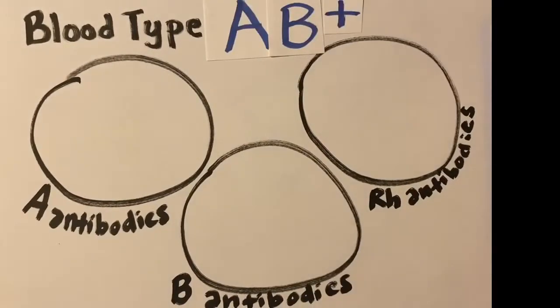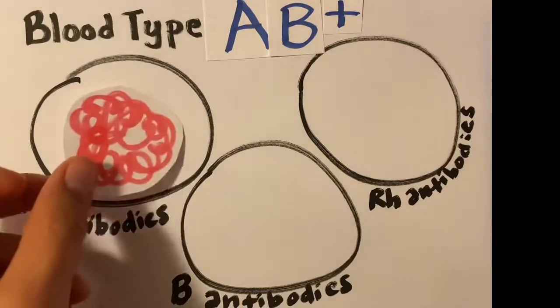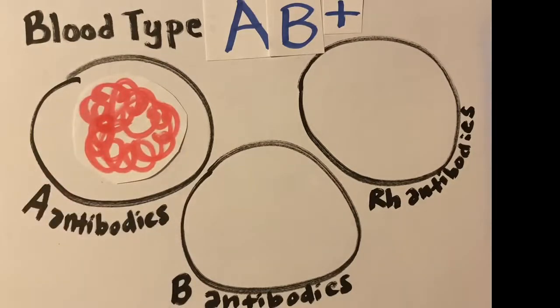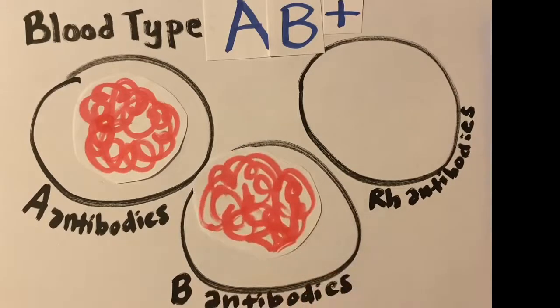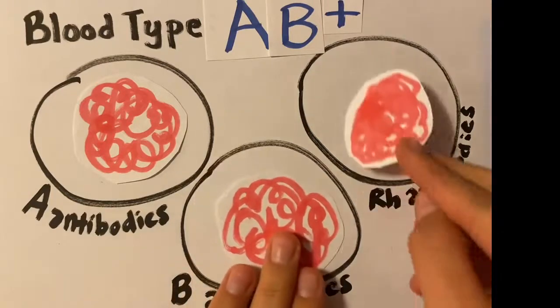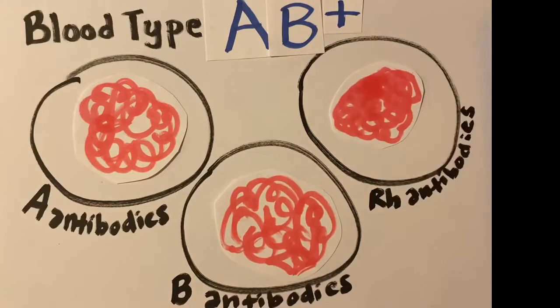If you test a sample of AB positive blood with antibodies for A, antibodies for B, and antibodies for Rh, the blood will react with antibody A and clump together because the type A antigen is present. The blood will react with antibody B and clump together because the type B antigen is present. And the blood will also react with Rh and clump together because the Rh antigens are present in the blood.